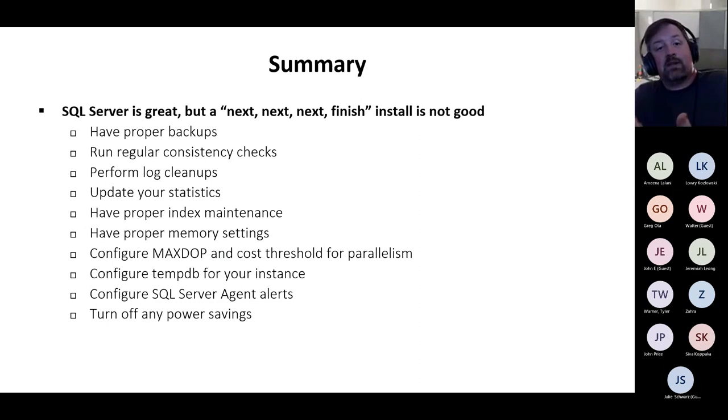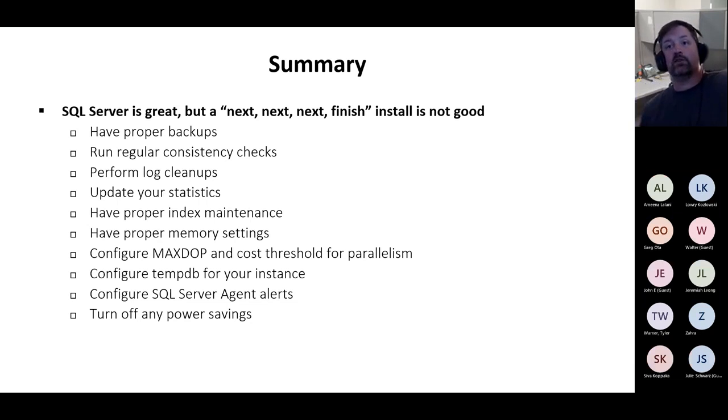Making sure that your statistics are up to date so that the query optimizer has the most up-to-date information to generate the execution plan. Index maintenance, I mean, wasted space in memory. I want as much of the data in the buffer pool as possible rather than wasted space. So take care of fragmentation. Your memory settings, those can still be a factor. Most everybody will still go in and set a value versus just letting it dynamically set. Max degree of parallelism and cost threshold.